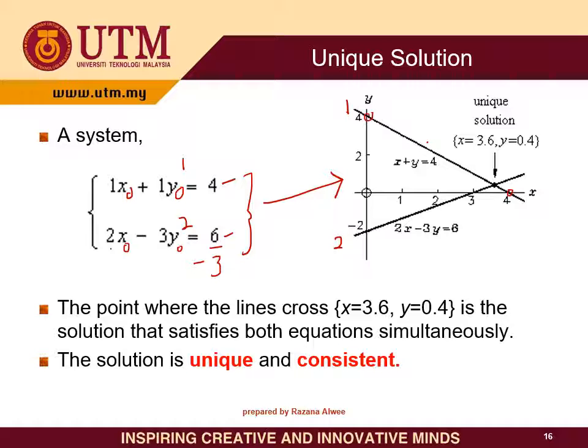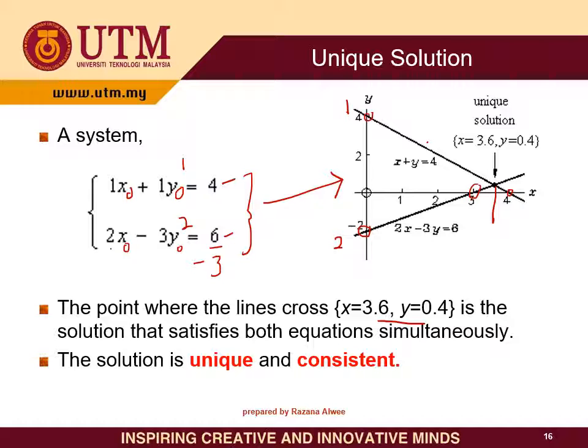So it will be -2, which is this one. If you plot the line, this is the point where the lines intersect each other. The point where the lines cross is the number. It is where it is crossed: x is 3.6, y is 0.4. This is the solution that satisfies both equations simultaneously.